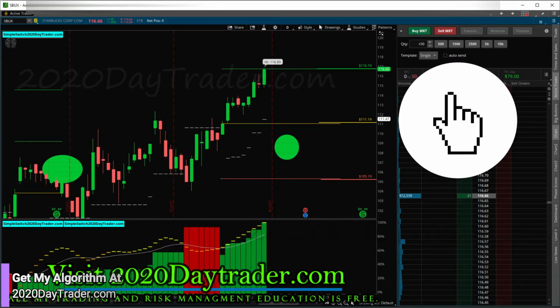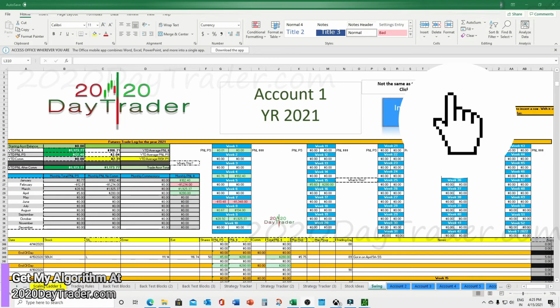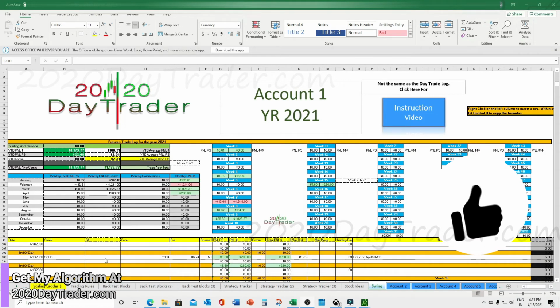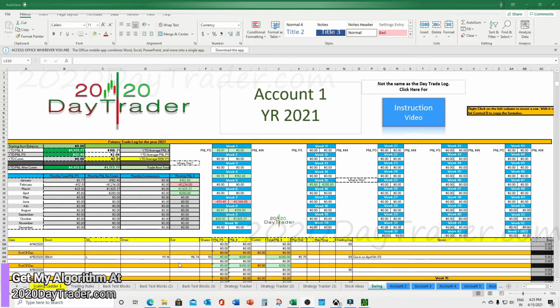So let's go check out the log. Here we're at the log. We put Starbucks, long, our entry, shares, and our risk, so I can track what I'm risking. Got in on April 5th. Over on April 5th, I put in my entry, and I just put the same exit here, so this way it doesn't affect my account totals, but I can put a note and see where I got in on it.